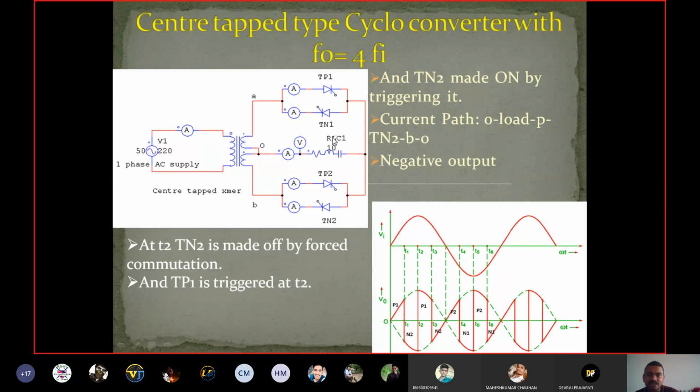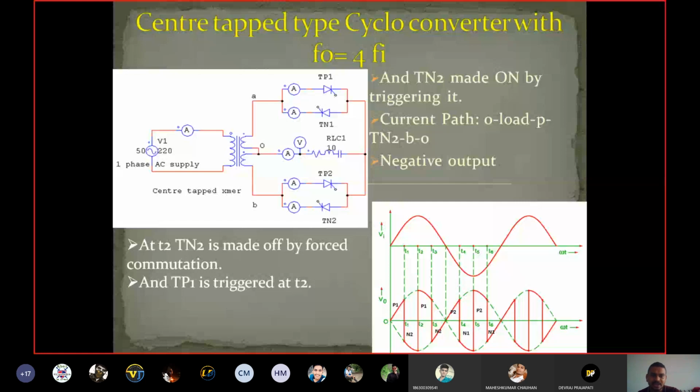Okay, so here the direction of current flowing through the load is from O to P, and it is the negative direction or opposite of the previous one. So previous one direction is positive, so this direction of current is negative. So we are getting the negative output when TN2 is triggered. Okay, so during the time duration T1 to T2, TN2 thyristor remains on, and at T2 instant we are making TN2 off forcefully.